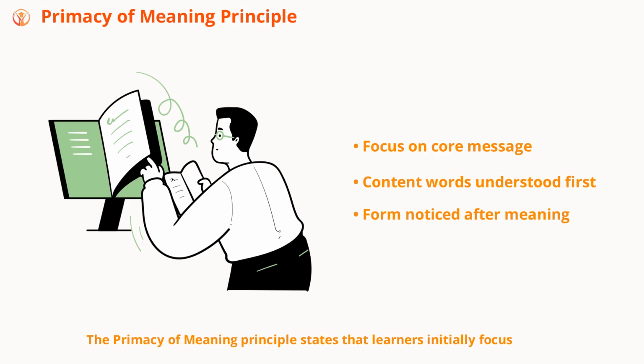The primacy of meaning principle states that learners initially focus on the core message of what they hear or read. This means they pick up on content words, like nouns and main verbs, before noticing smaller grammatical details. For example, in the sentence, "The cat runs quickly," a learner might first understand cat and runs, grasping the main idea, while missing the adverb or verb ending. This natural tendency shapes how teachers should design input activities, ensuring that meaning is clear before drawing attention to form.